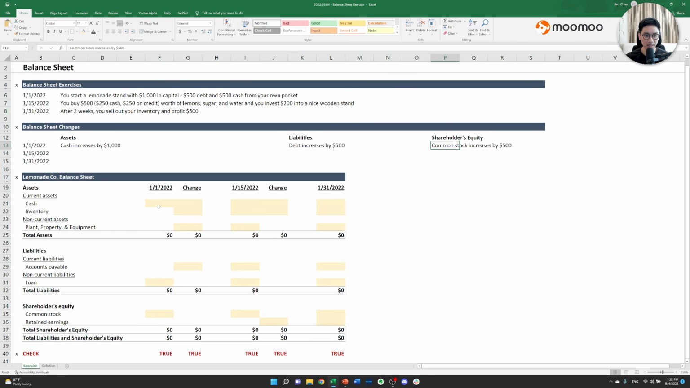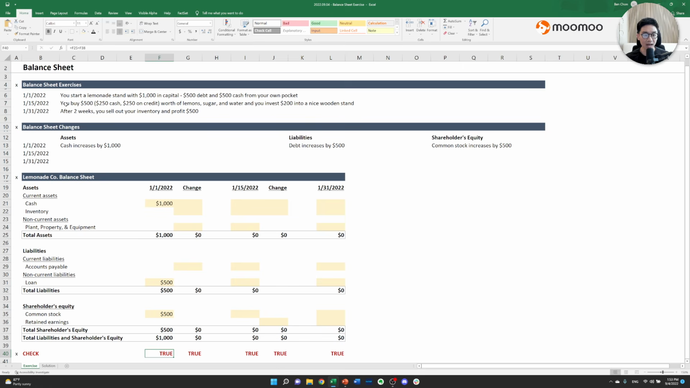So how does this look on the balance sheet? In the yellow here is where, if you're following along, you would enter your figures. So cash increased by, sorry, $1,000. Then for your loan, that increased by $500. You can see it as a non-current liability, or it could be a current liability if it's a shorter-term loan. And then shareholders' equity or common stock increased by $500. And what I want to highlight here is that I have this check at the bottom. What this is really doing is checking that your total assets equal your total liabilities and shareholders' equity.